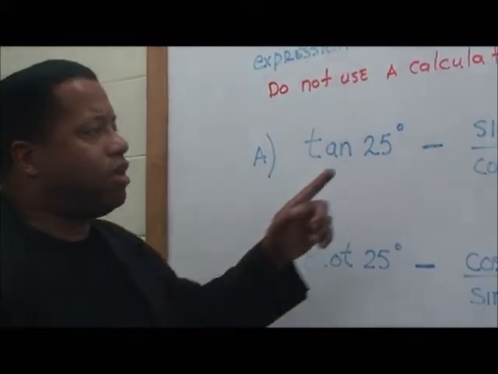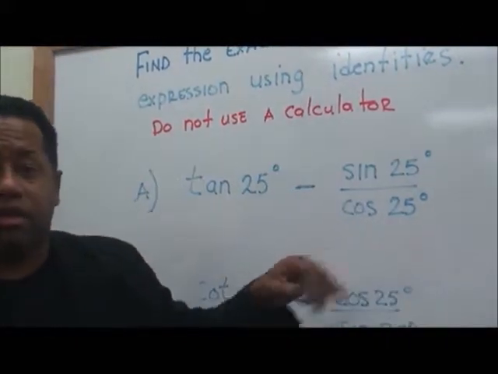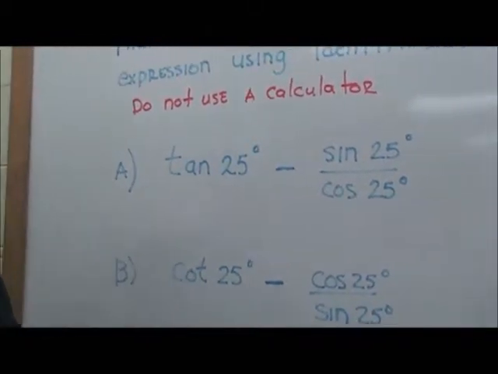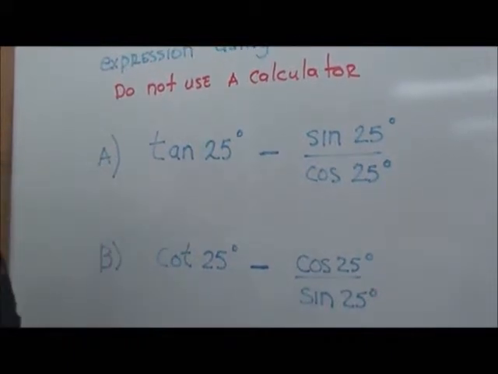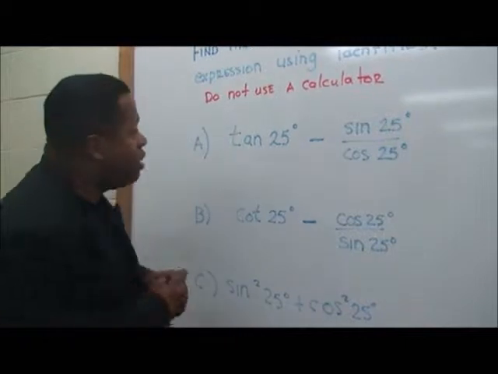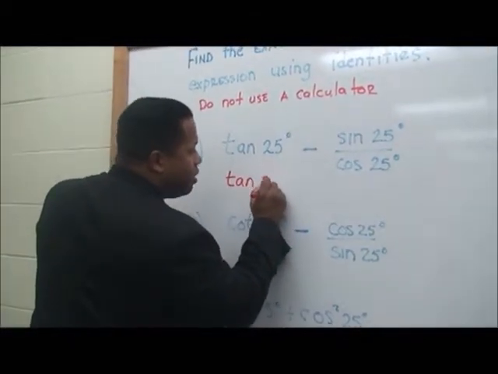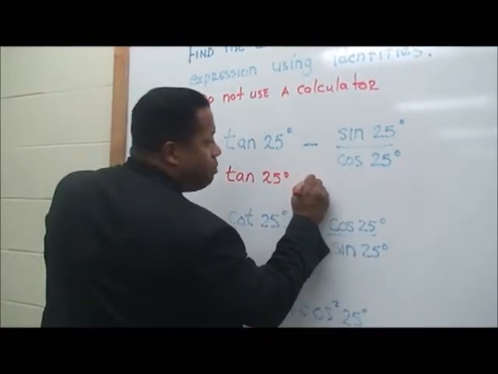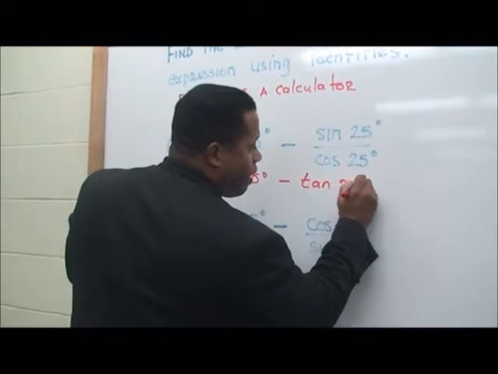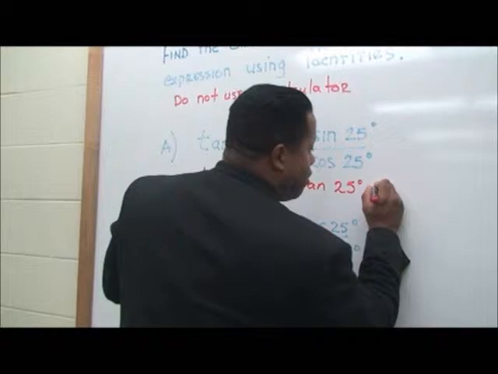If you notice here, sine theta over cosine theta is an actual quotient identity, isn't it? So that quotient identity is represented by what? Tan for this one. So if we write this out and say tangent 25 degrees minus tangent 25 degrees, we have found our value to be what? 0.